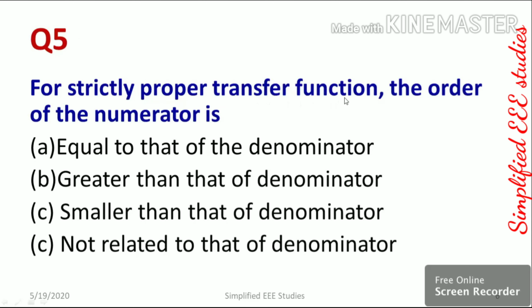For a strictly proper transfer function, the order of the numerator is: first option, equal to that of the denominator; second option, greater than that of the denominator; option C, smaller than that of the denominator; and finally, not related to that of the denominator. What is actually order? Now consider a transfer function. A transfer function comprises a numerator and a denominator. Order is nothing but the highest power of the denominator as per the definition. Now let us inspect two transfer functions. Let us look at the first transfer function, C of s by R of s, given by s plus 1 divided by s square plus 2s plus 3. So what is the order? This is basically a second order transfer function.